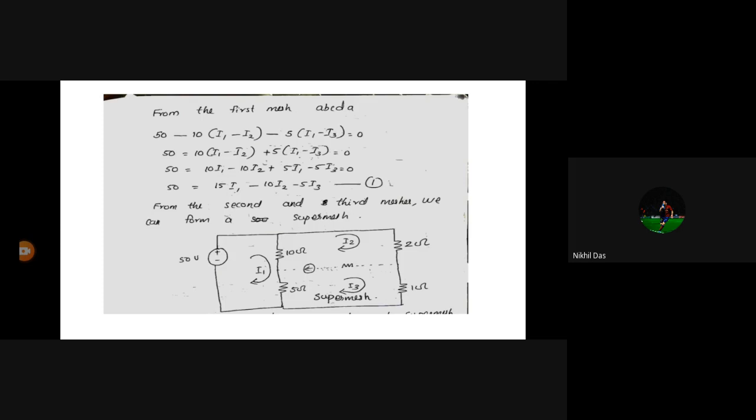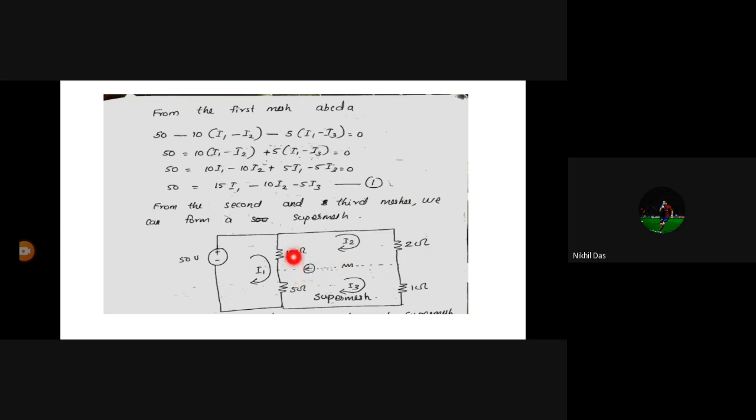So let us go to the second super mesh. Next we are writing the equation for super mesh. In the super mesh there is 10 ohm resistance, 2 ohm resistance, 1 ohm resistance and 5 ohm resistance. So you can write the equation.